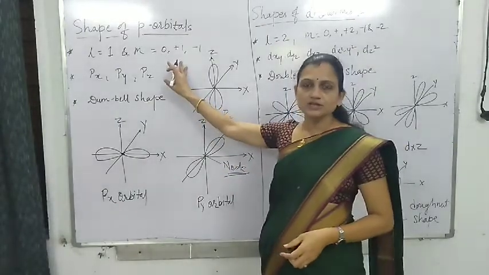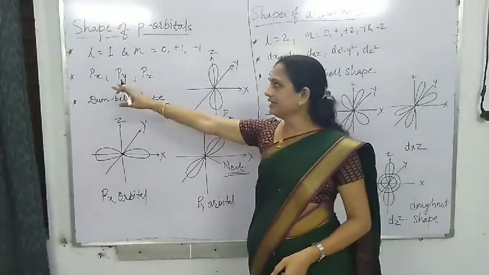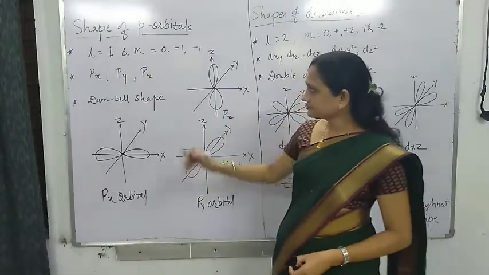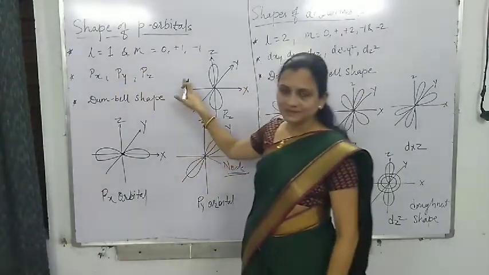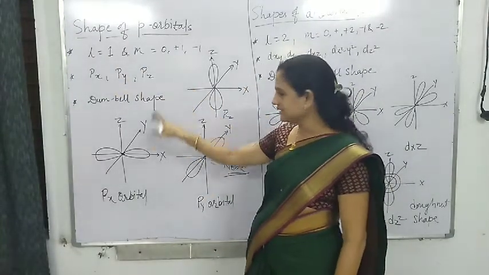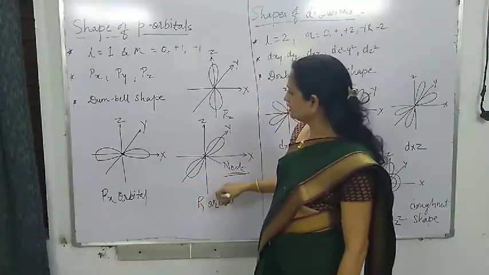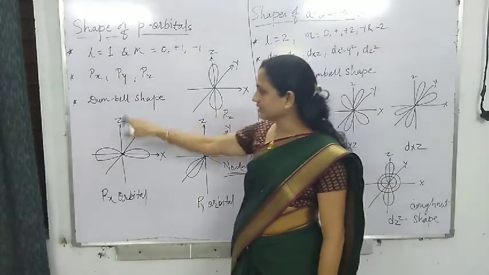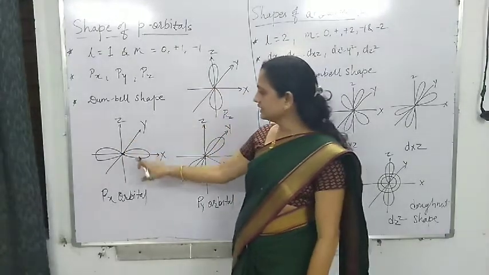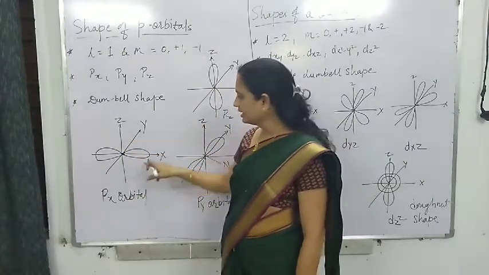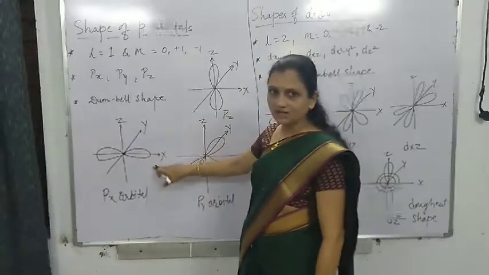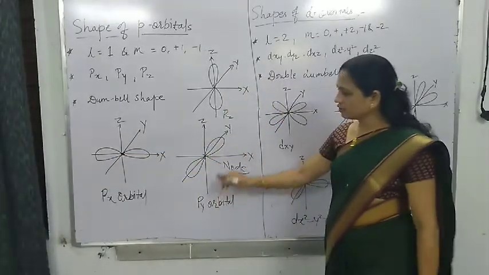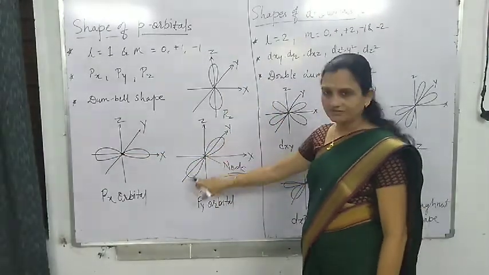Because of the three values, three splittings are there: px, py and pz. As per these three splittings, here I have already drawn the three orbitals: px, py and pz. The shapes are dumbbell shapes. For the px orbital, this dumbbell lies along the x-axis. For the py orbital, this dumbbell shape lies along the y-axis.